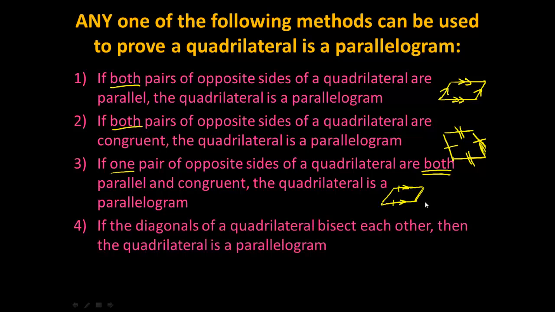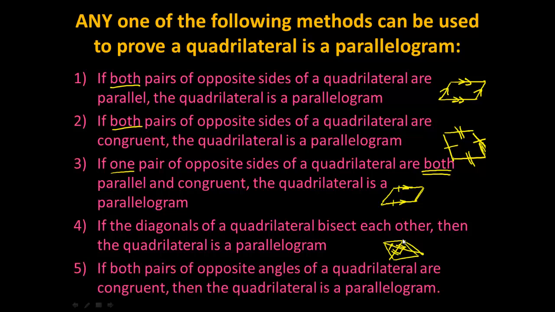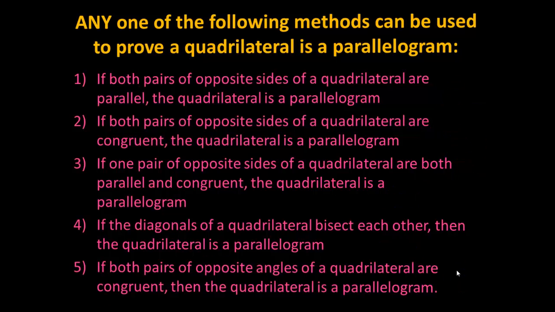And if the diagonals of a quadrilateral bisect each other, then the quadrilateral is a parallelogram. Because again, no matter how you arrange it, if it's a parallelogram, the diagonals would bisect each other. That means that both of them are bisected. And finally, if both pairs of opposite angles of a quadrilateral are congruent, it's a parallelogram. So if that's congruent to that, and that's congruent to that, it's a parallelogram. So those are five methods that you can use to prove that a quadrilateral is a parallelogram.